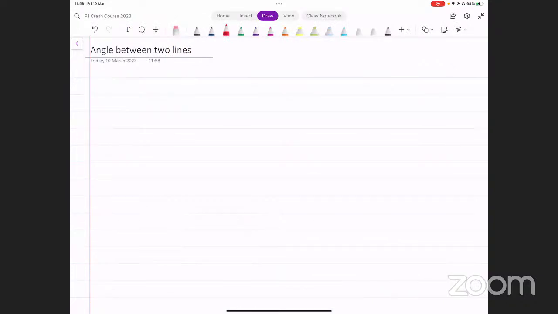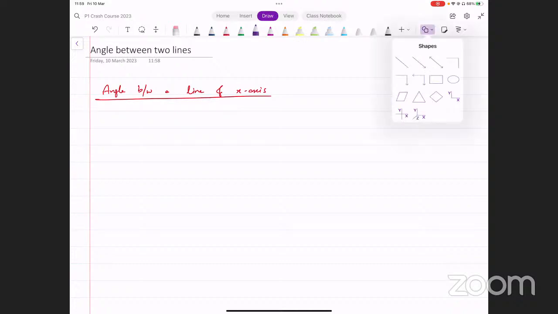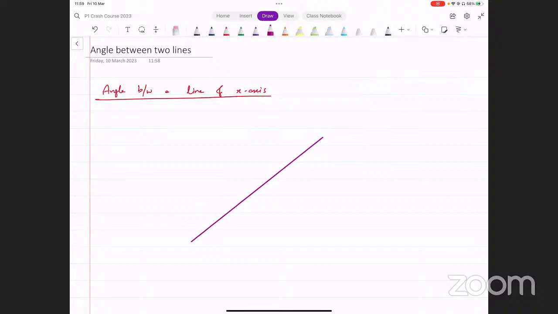First of all, let's talk about this concept: finding angle between a line and x-axis. Finding angle between a line and the x-axis. Let's see how we can figure this out. Let's take an example. Let's say you have a line that looks like this. There's a straight line like this. And we have the x-axis passing through the line like this. So the line is passing through the x-axis in this way.